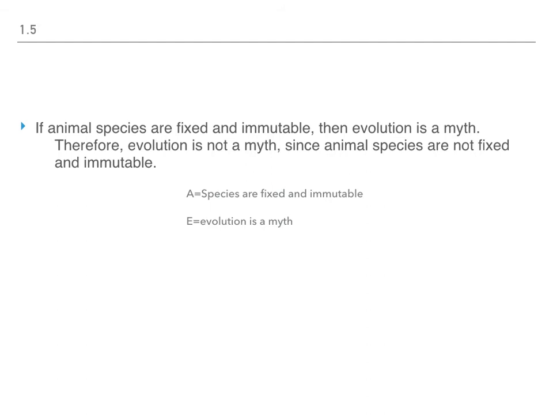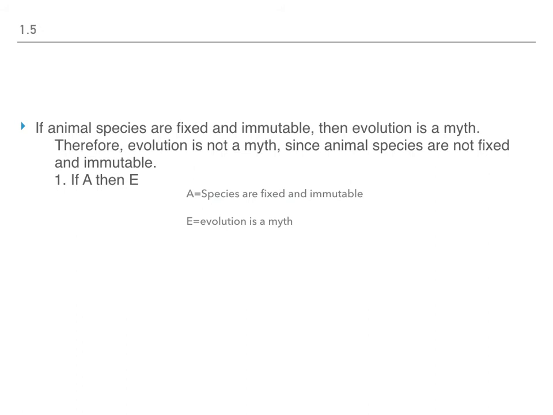belabor that here. But it is really important to recognize that when you see conditional statements like this, the antecedent and the consequent are going to be full sentences, full propositions, so that when you generate your key and you want to tell me what these letters stand for, or tell whoever is looking, if you're in my class, it's me who's looking, but in other cases, it may be someone else, obviously, you want to tell them that it's the proposition that is being related in that sentence. And in fact, those are the only propositions. So the therefore evolution is not a myth indicates that that's the conclusion, and since animal species are not fixed and immutable is the second premise.